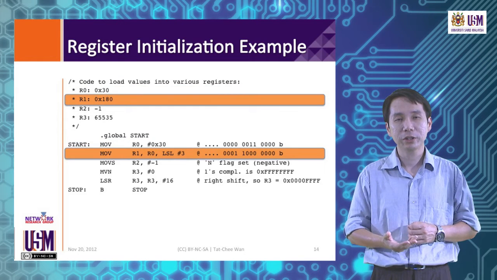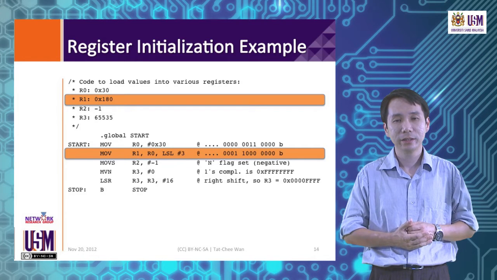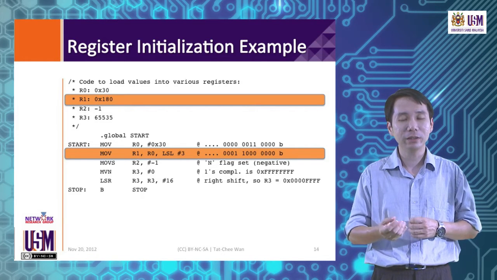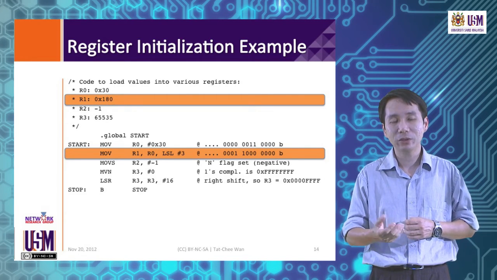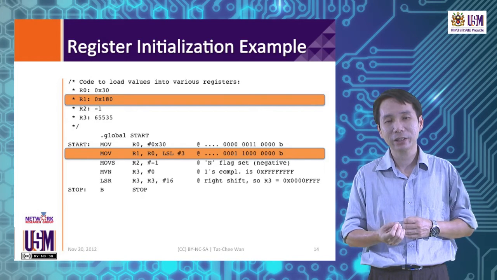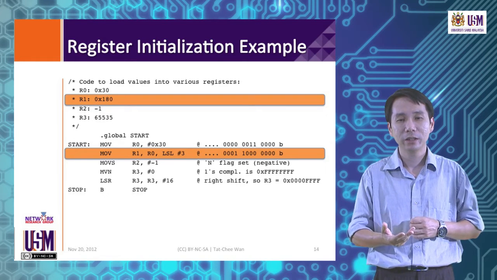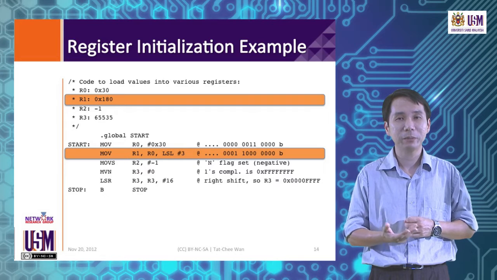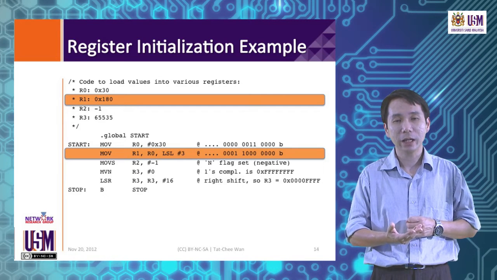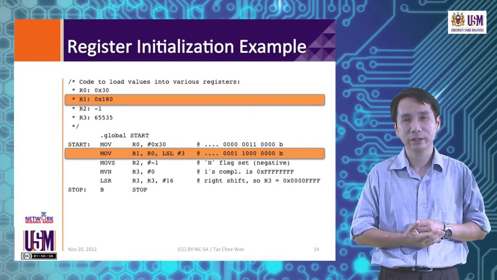The second instruction is to initialize R1 to 180 hex. Now we can do it two ways. We can either load the constant value 180 hex literally into R1, or in this example we note that 180 hex is actually a shifted version of 30 hex. So we will make use of the value in R0, left shift it by 3 bit positions, and then store the new value into R1, which gives us 180 hex.